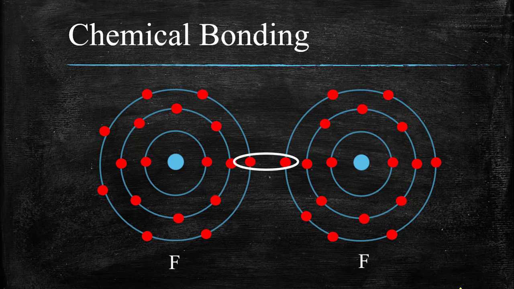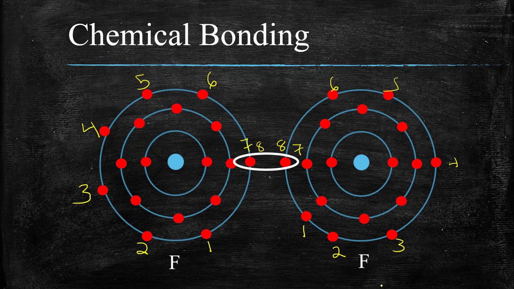But if the 2 fluorine atoms happen to share a pair of electrons, then what you see is this fluorine now has 1, 2, 3, 4, 5, 6, 7, 8 valence electrons, and this fluorine has 1, 2, 3, 4, 5, 6, 7, 8 valence electrons. By sharing the electrons, they now both achieve a noble gas configuration.